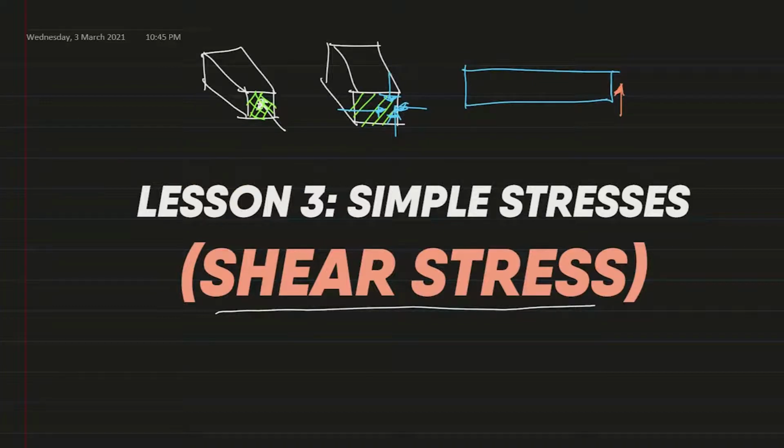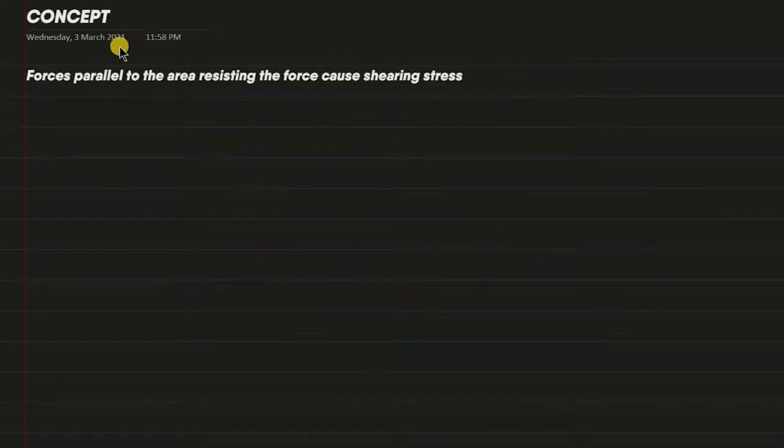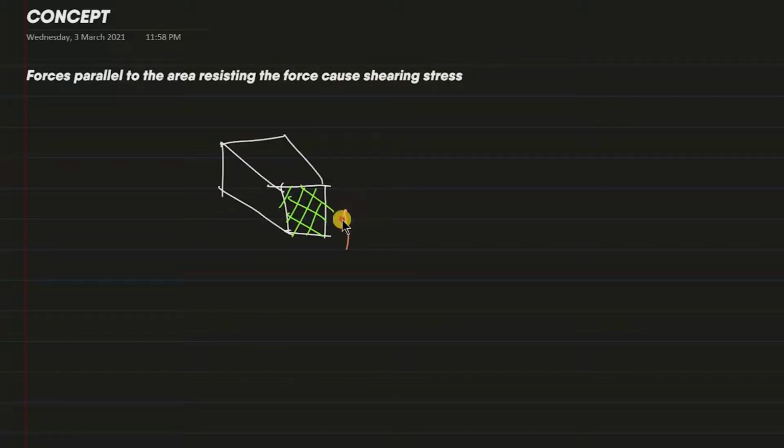Okay? So, pag-usapan pa natin yan para mas maintindihan nyo. Yung concept niya, sabi nga natin kanina, forces parallel to the area resisting the force cause shearing stress. Okay? So when we have here a shearing force dito mga beast, no? Ang formula ng ating stress is derived pa rin yan sa ating general formula which is equals to sigma, or the stress is equal yan sa force divided by the area.